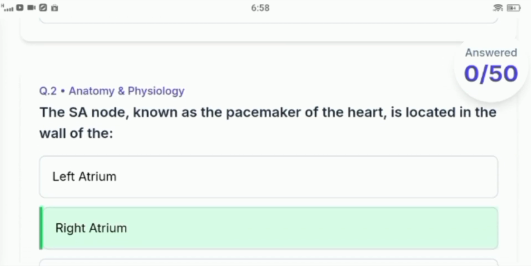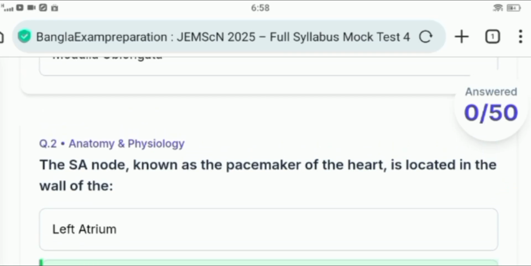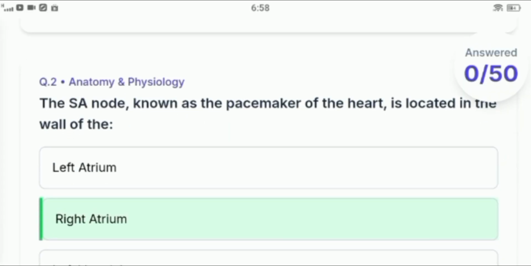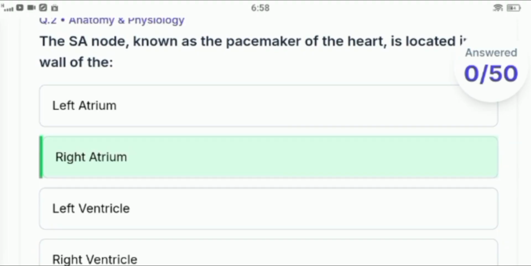Next, number 2, Anatomy and Physiology. The SA node, known as the pacemaker of the heart, is located in the wall of the A. left atrium, B. right atrium, C. left ventricle, and D. right ventricle. So the correct answer is the right atrium.